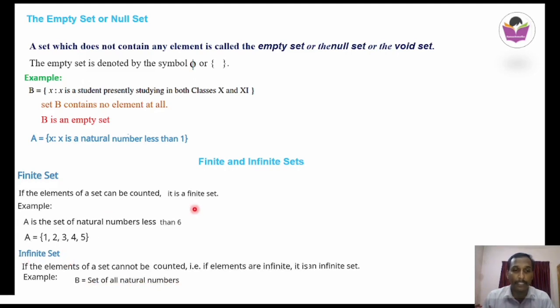But in the case of natural numbers less than 6, there is a condition: less than 6 means up to 5, so we can count the elements. But here all natural numbers are mentioned, so we cannot count them. That's why it is an example of an infinite set.